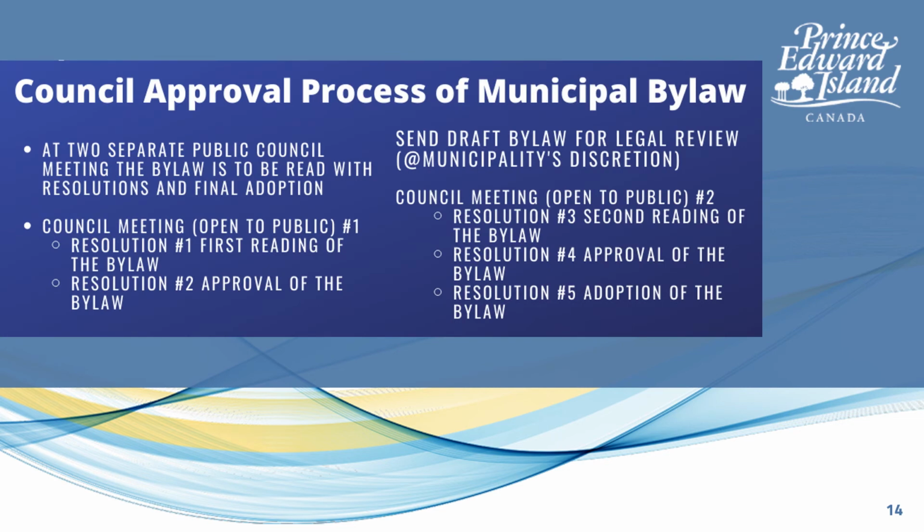The council approval process of a municipal bylaw involves 2 separate public council meetings, where both the bylaw and the resolution and final adoption are read. Council meeting number 1, and all of them are open to the public. You read Resolution 1, which is the first reading of the bylaw. Resolution 2 is a reading of the approval of the bylaw.